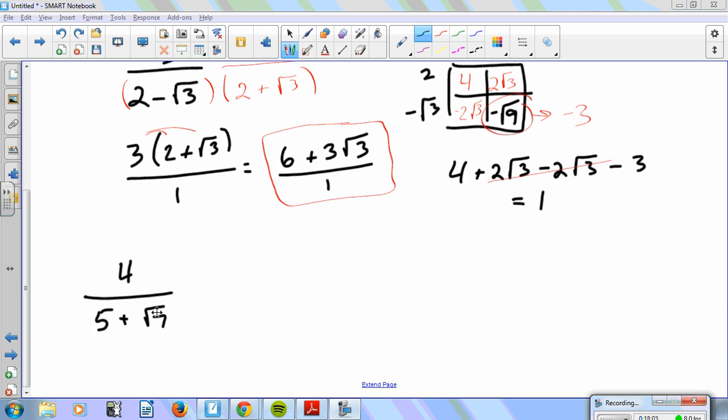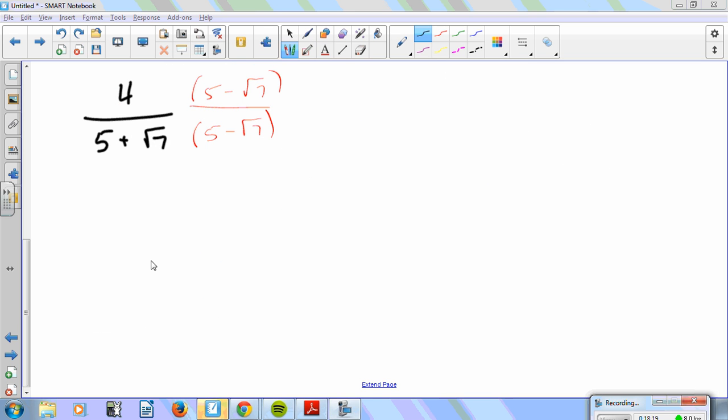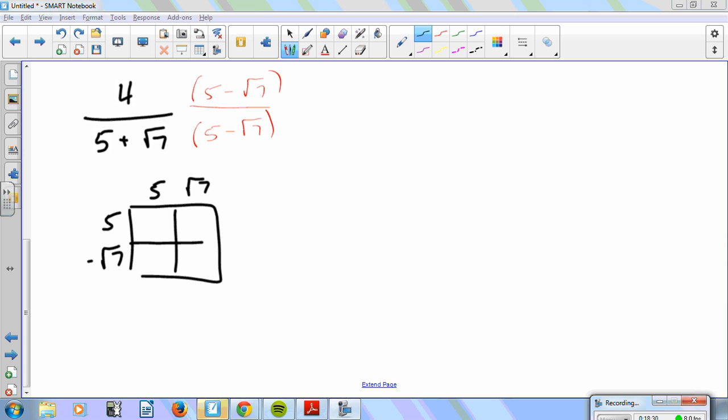Okay, so we approach this problem the same way. We look at our denominator. I have 5 plus the square root of 7, so my conjugate becomes 5 minus the square root of 7. And remember, I need to multiply the bottom and the top by the same thing. So we take these guys out. We multiply them out. 5 and the square root of 7. 5 and the negative square root of 7.